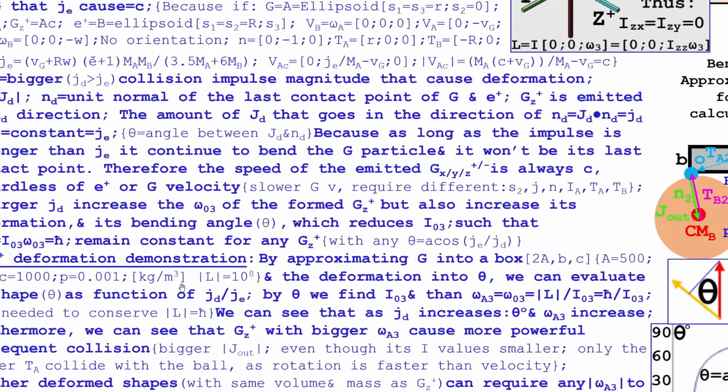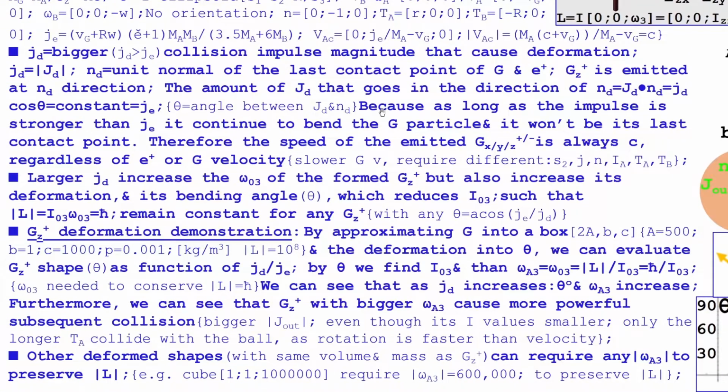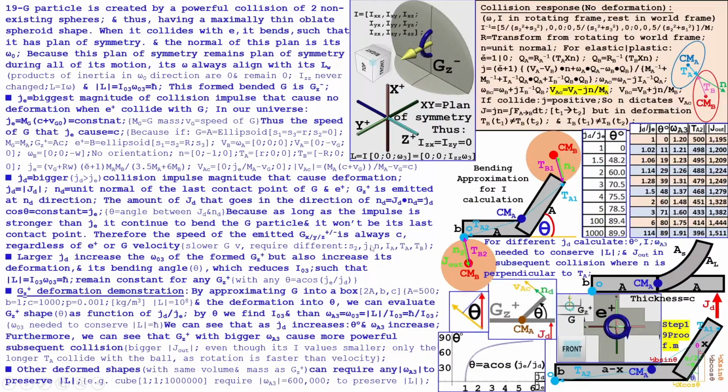Furthermore, I have also demonstrated that a bent G with larger angular velocity will cause a more powerful subsequent collision with another electron, rather than a bent G with smaller angular velocity, even though its moment of inertia is smaller, and even though they both have the same magnitude of angular momentum. This explains why only high-frequency photons are capable of ejecting electrons in the photoelectric effect.